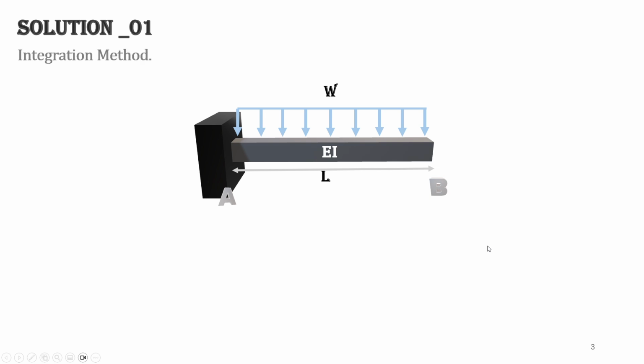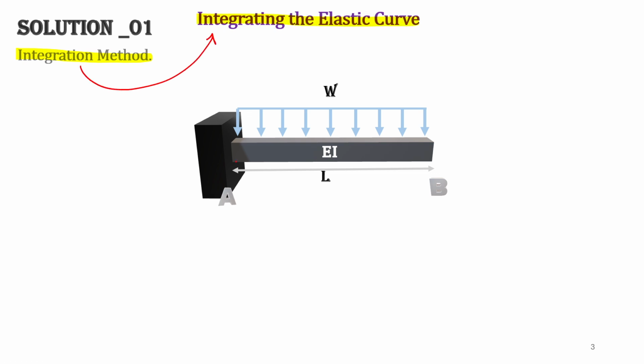Solution 1, our solution is the integration method, and we are integrating the elastic curve of the beam. First of all, we convert this distributed load to a concentrated load which applies at the center of the beam, and that's equal to the reaction R sub A, and that's WL. And in the fixed support, this distributed load creates a moment, M sub A, equal to WL squared over 2. These are the reactions at the fixed end A.